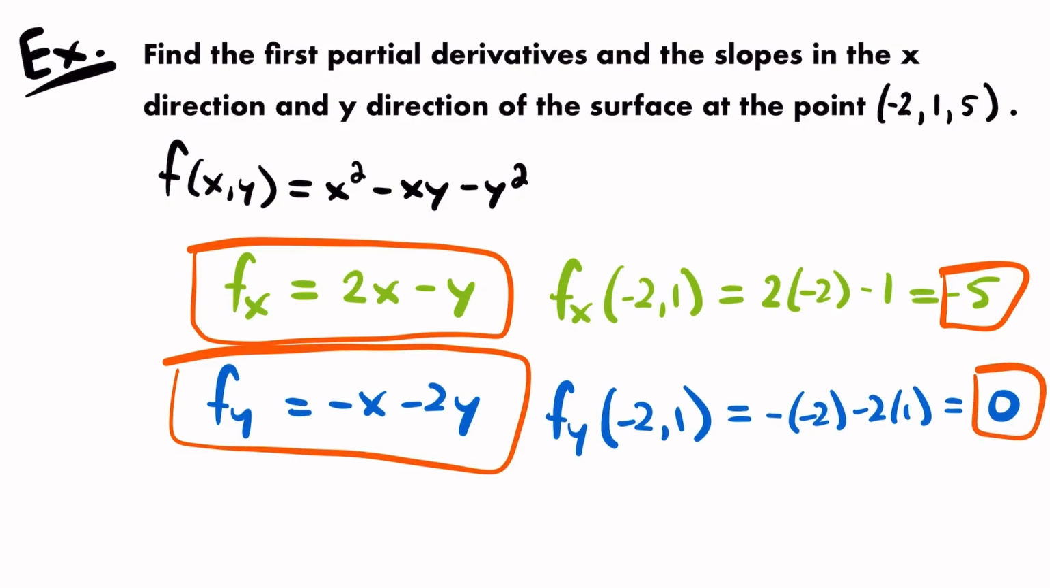Okay, and so there we have it. We have now found the first partial derivatives of this function and used them to find the slopes in the x and y directions at this point on the surface represented by that function. Let's take a look at another example like this one.